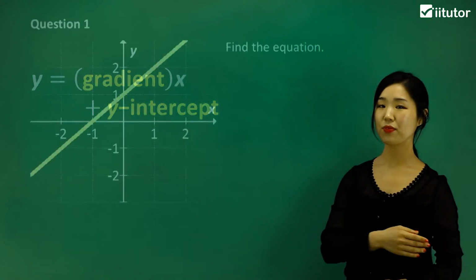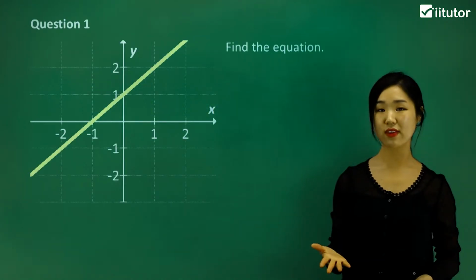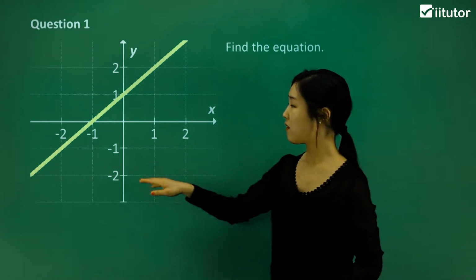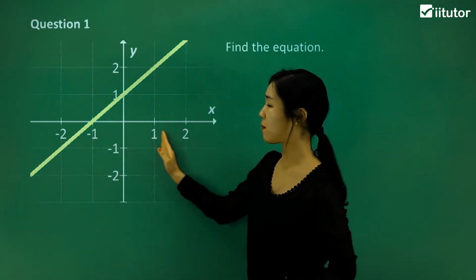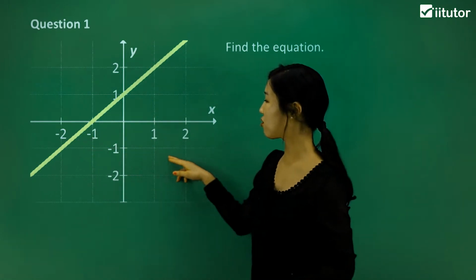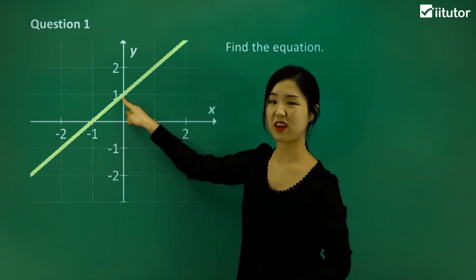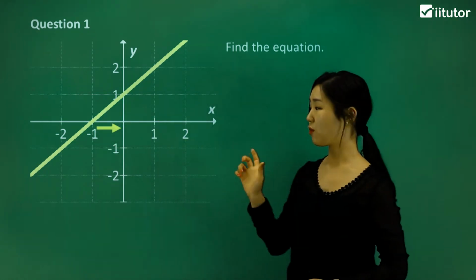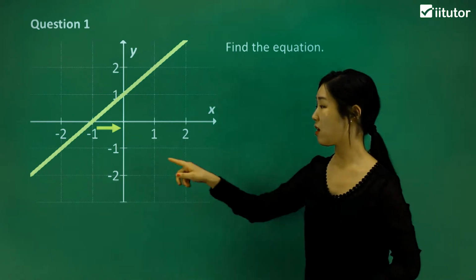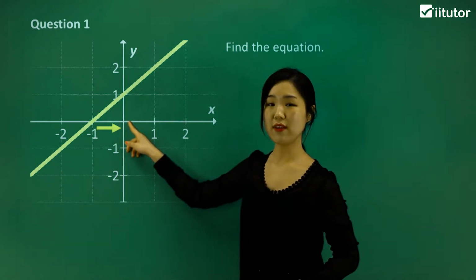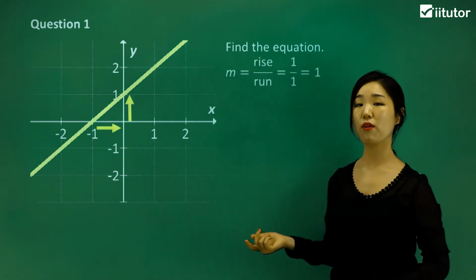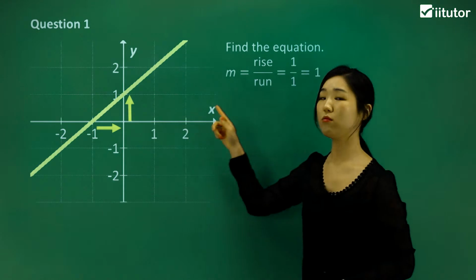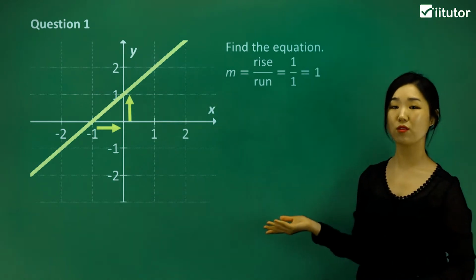So let's try it. Starting with question 1, it's asking us to find the equation. Now, let's first start with the gradient. See here, guys, if you make a little triangle that joins up to the graph, you can do a big triangle, but I'm just going to stick to a little triangle here because it looks a little bit easier to work with. So you can see that the run is 1 point to the right, and the rise, it goes up by 1 as well. So the gradient, which is rise over run, is simply 1 over 1, which is 1. So the gradient is 1.